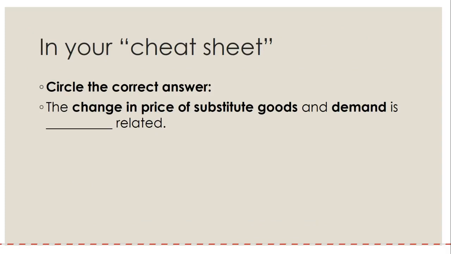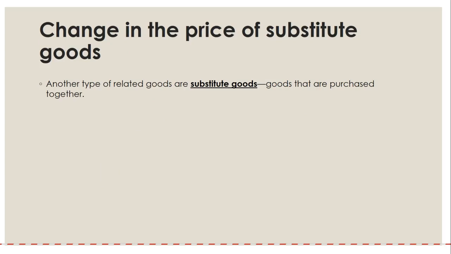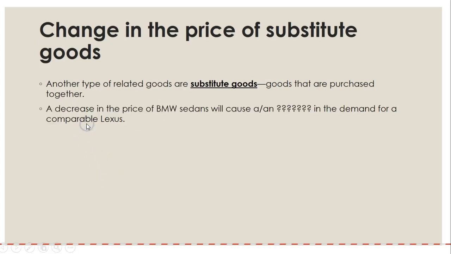So in your cheat sheet, go ahead and put direct. Now, here's some examples. There's a decrease in the price of BMW sedans. What would that cause to the demand for a Lexus of comparable value and stature? Okay, what would happen? Demand would decrease.